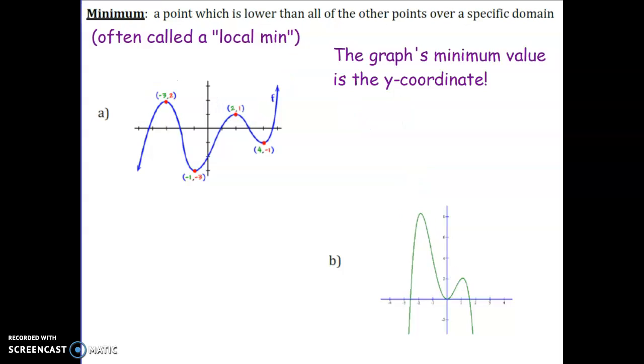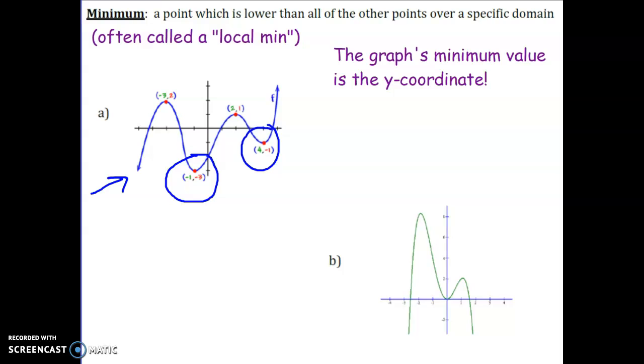Okay, how about the minimum? That's exactly the opposite. The minimum is the point that is the lowest in its area. So again, it's not necessarily the lowest of the whole graph, it's just the lowest in its area. So if you look at graph A, you'll see that I have a minimum here and I have a minimum here. Neither one of them is the minimum of the whole graph because the graph is going down toward negative infinity. You can see the arrow there. They're just the lowest point in their area. It's the bottom of the valley.